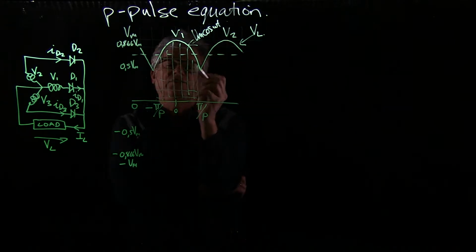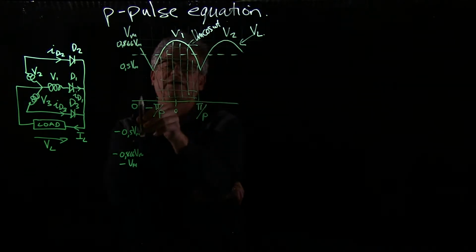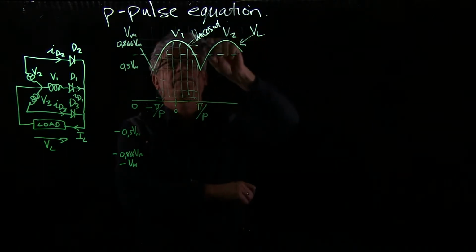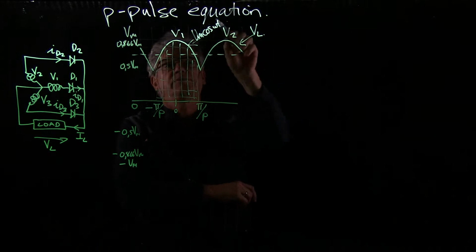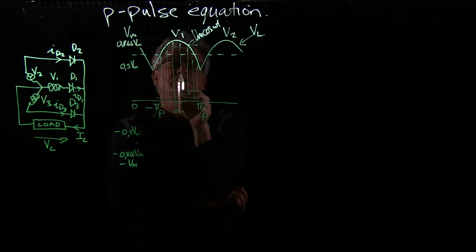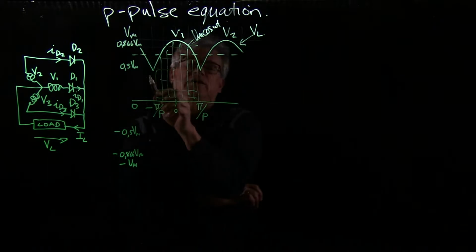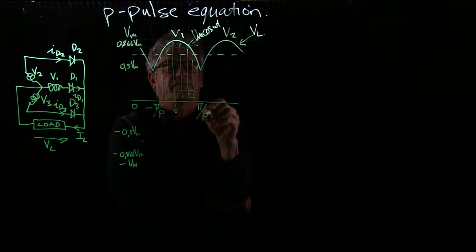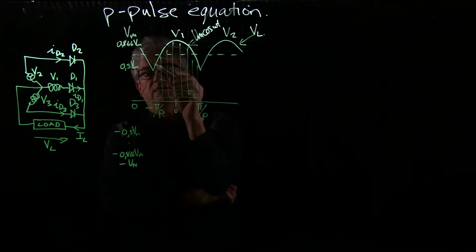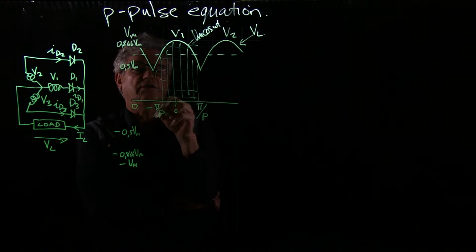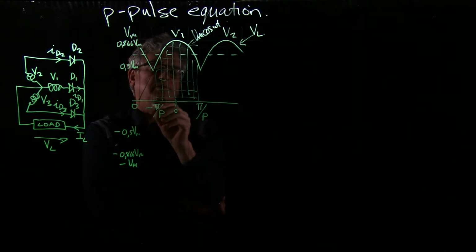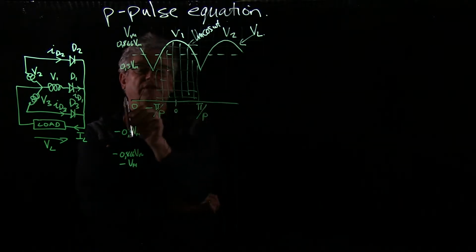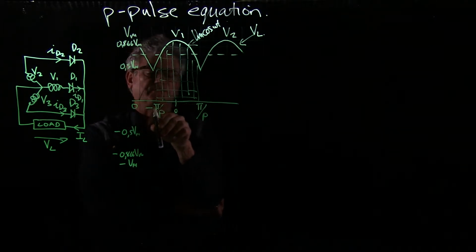So if we shift the 0 by 90 degrees, then our V max sin omega t becomes V max cos omega t, because the phase shift between sine and cos is 90 degrees. The upper limit we now express in terms of the pulse number, and the lower limit we also express in terms of the pulse number. To the right of the 0 is positive, to the left of the 0 is negative.